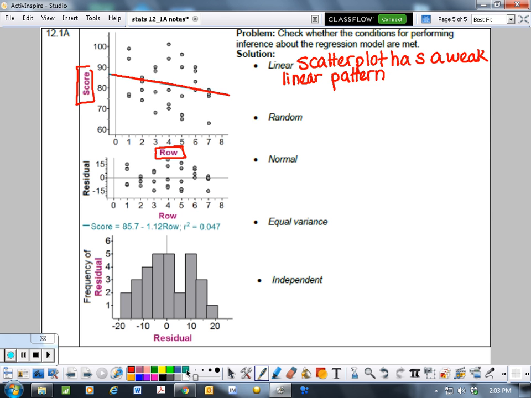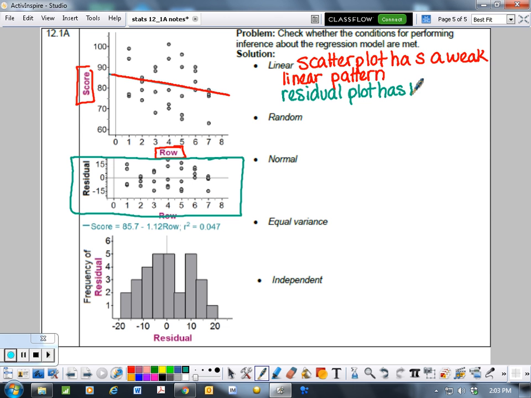But that's not the only way we check for linear. Because even though it doesn't look curved, now we have to go to our residual plot. And we're looking for some curvature here at our residual plot. And I'm not seeing anything. It looks like pretty good scatter. So the residual plot has no pattern. Oops, pattern, forgot the A. So it is linear.